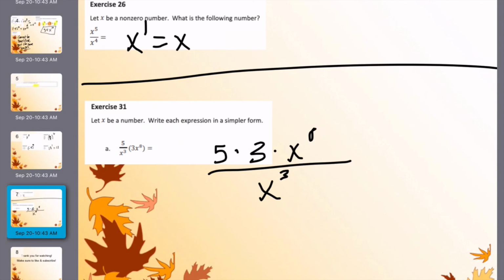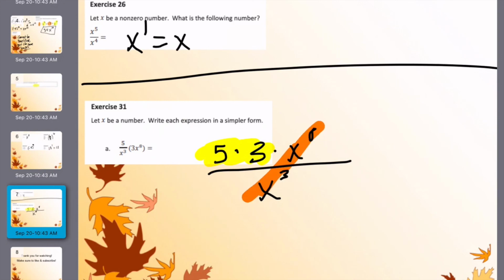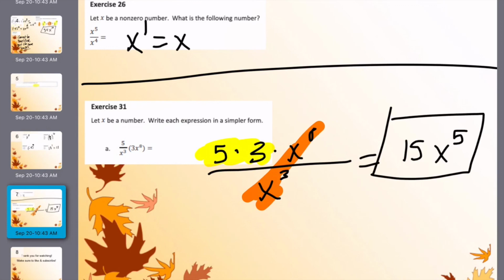So I have my constants, numbers without any variables there, and then I have my variables. So what I'm going to do, I know x to the 8th minus x to the third. Well, that's just going to be x to the 5th. And I know that 5 times 3 gives me 15. So my final answer is 15, x to the 5th.